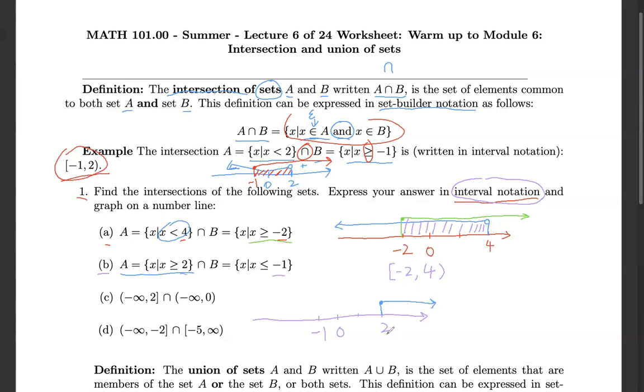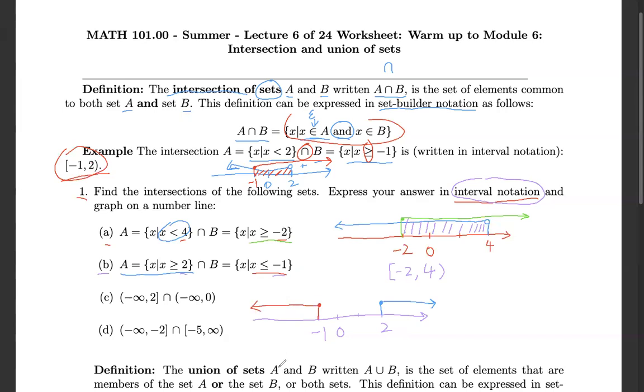So that's A. B, let's use red color. B is x less than or equal to -1. All the numbers less than or equal to -1. So make a solid dot again because we have equal sign. Less than, we go to the left.